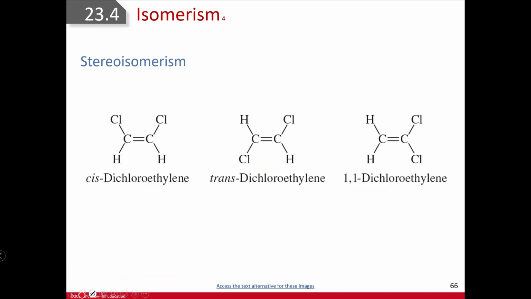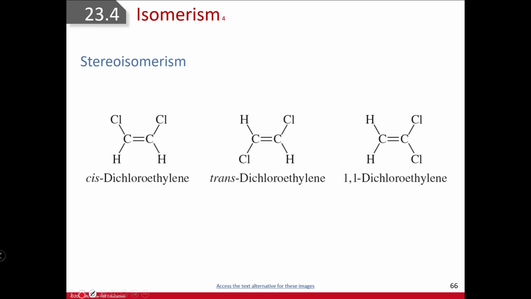All right, so these are geometrical isomers. You have a double bond here, so that restricts the rotation. These carbons can't flip around. And so we end up with 3 different compounds here, and they all have different chemical and physical properties.